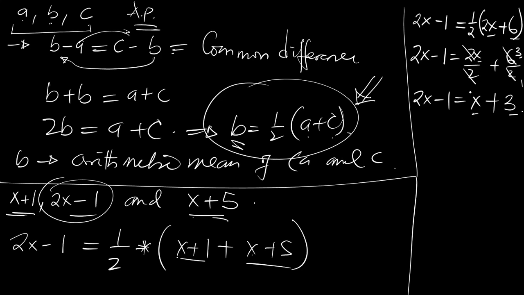Now if you move this x to the other side and move minus 1 to the other side, you have 2x minus x, because plus x moving to the other side becomes minus, and minus 1 moving to the other side becomes plus 1. So 2x minus x will give you x, 3 plus 1 will give you 4. So it means that x is equal to 4. So that is the solution of this particular problem.